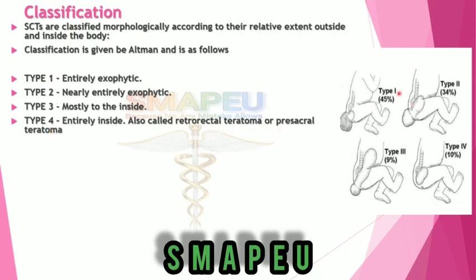All four types you can see in this picture, and the proportions in percentages are also given. Type 1, entirely exophytic, is 45% of all sacrococcygeal teratomas, while type 2, nearly entirely exophytic, is 34%. Type 3, mostly inside, accounts for 9% of all sacrococcygeal teratomas, while the last, type 4, entirely inside, also known as retrorectal or presacral teratoma, accounts for 10% of total cases.